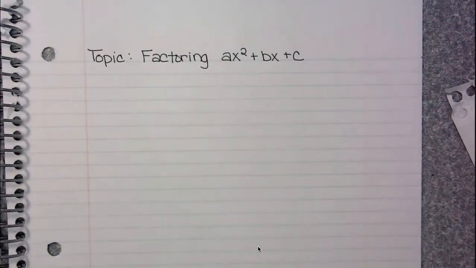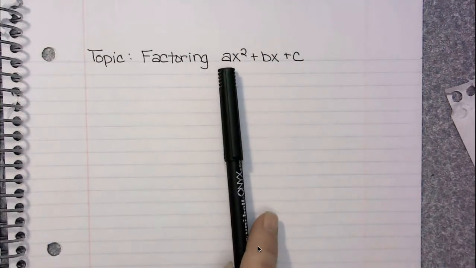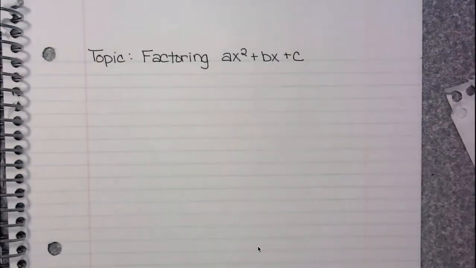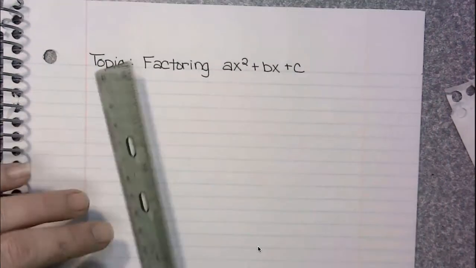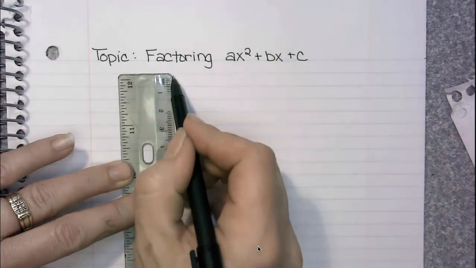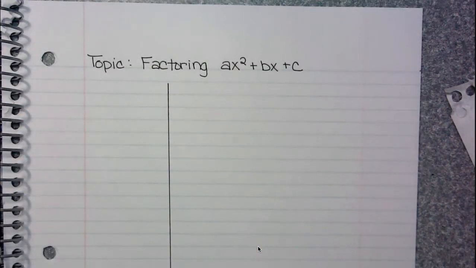Today our topic is factoring again, but this time we're factoring things of the form ax squared plus bx plus c, where the a is not equal to 1. The last set of notes when we were factoring, our a was always equal to 1, which made the factoring easier.